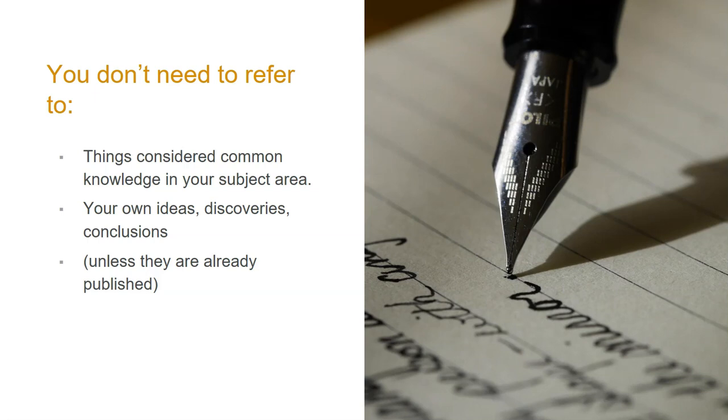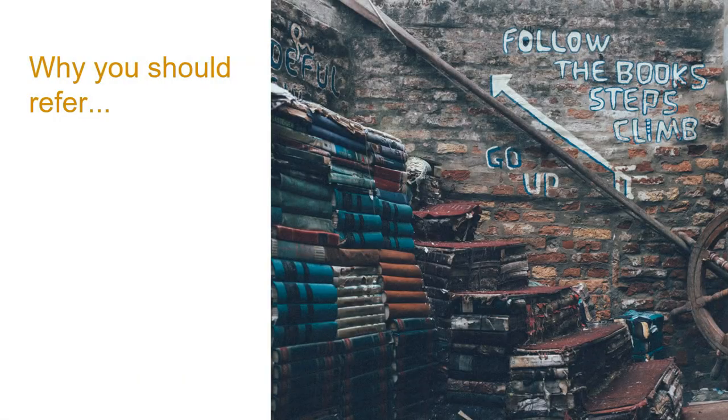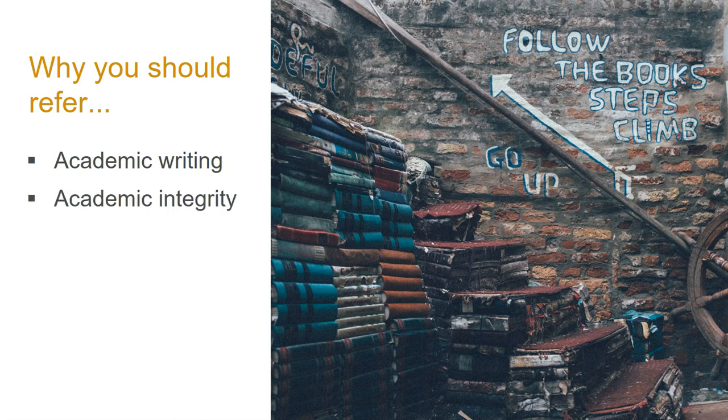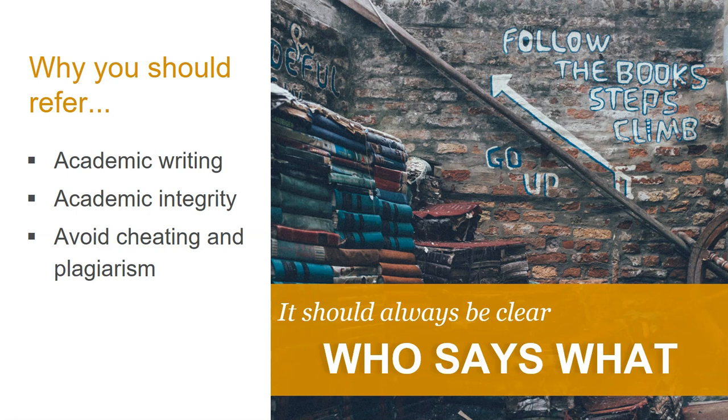Why is it important to reference? Well, you have to show that you master the art of academic writing, that you are able to argue with the help of previous research results, and that you can cite or refer in a correct way. You need to show academic honesty and integrity by recognizing the works of others. By doing so, you also avoid being accused of cheating and plagiarism. It must always be clear who is saying what in your text.